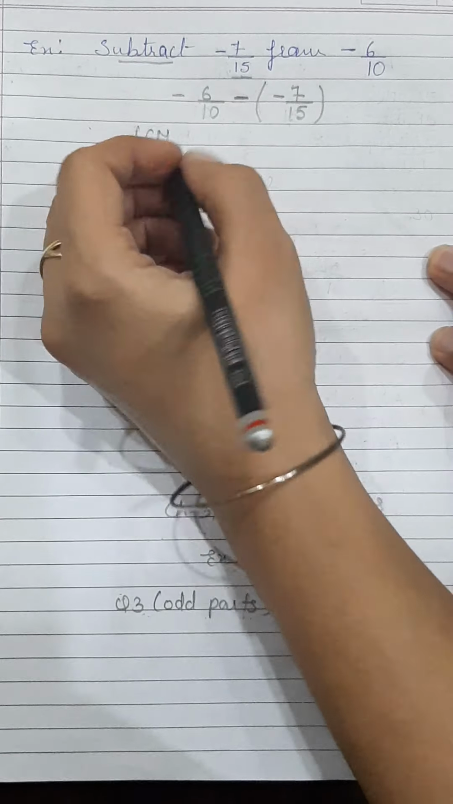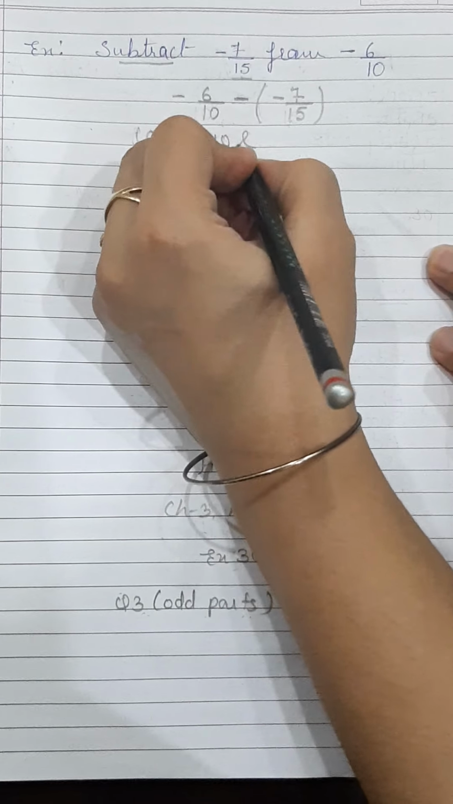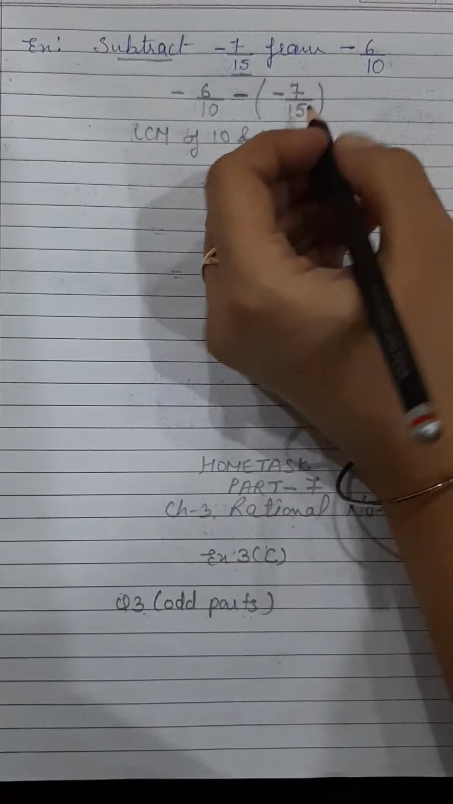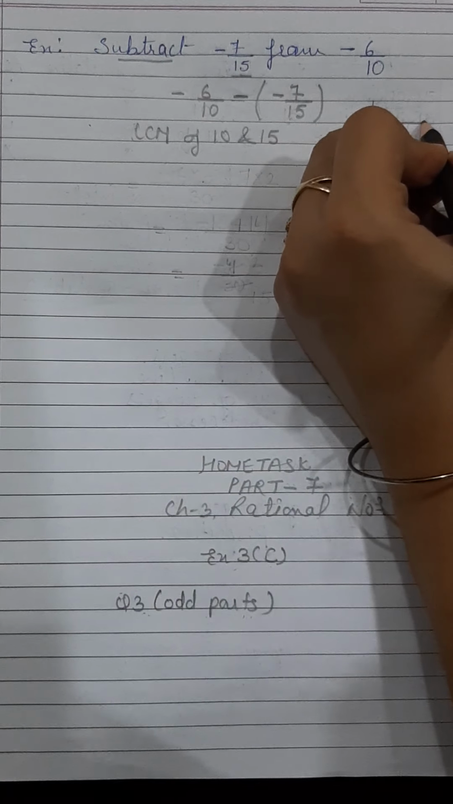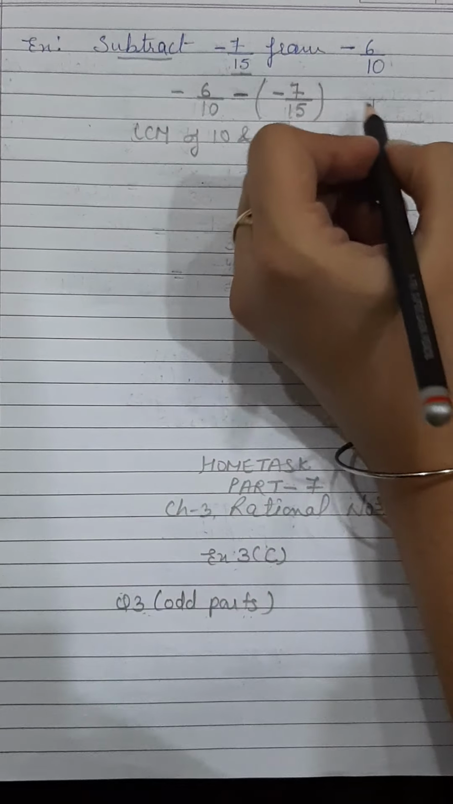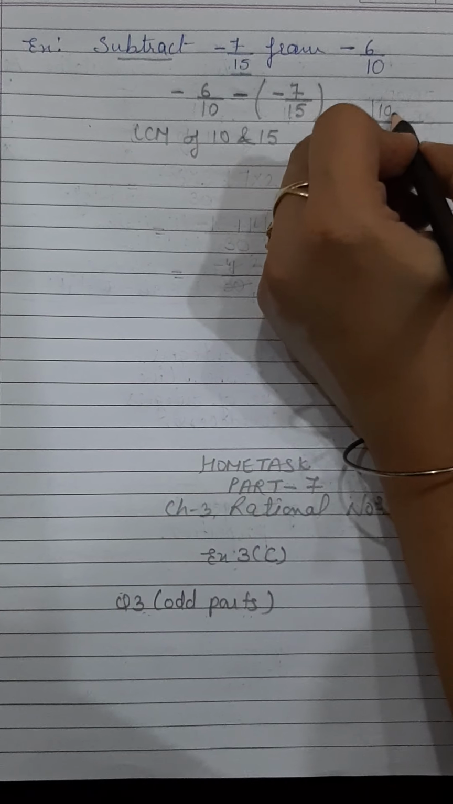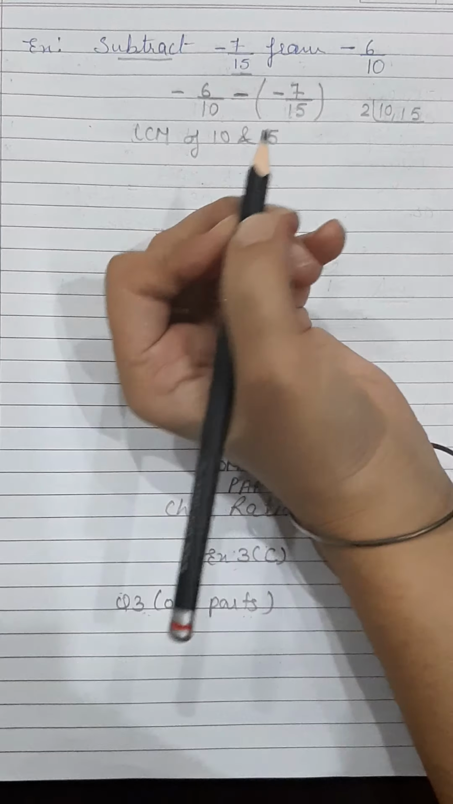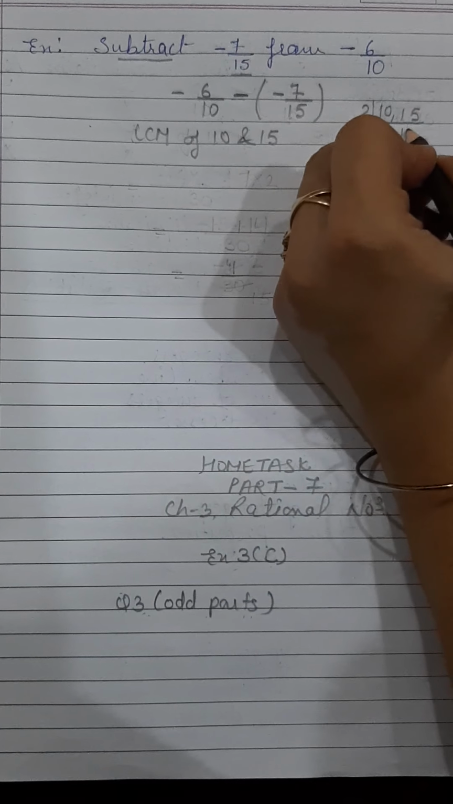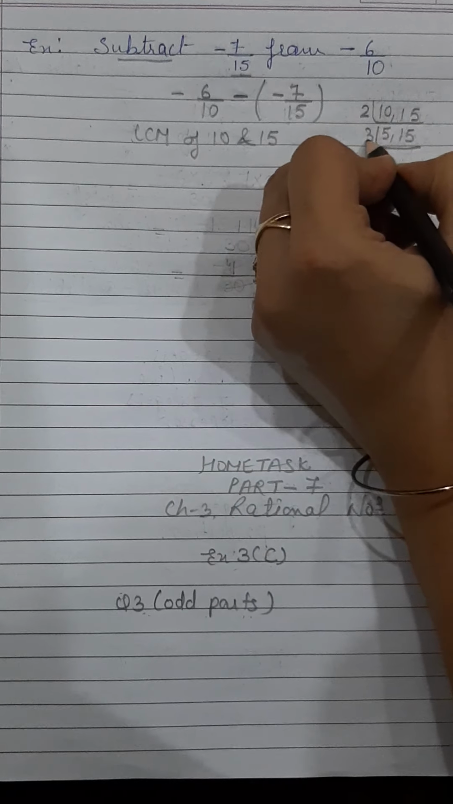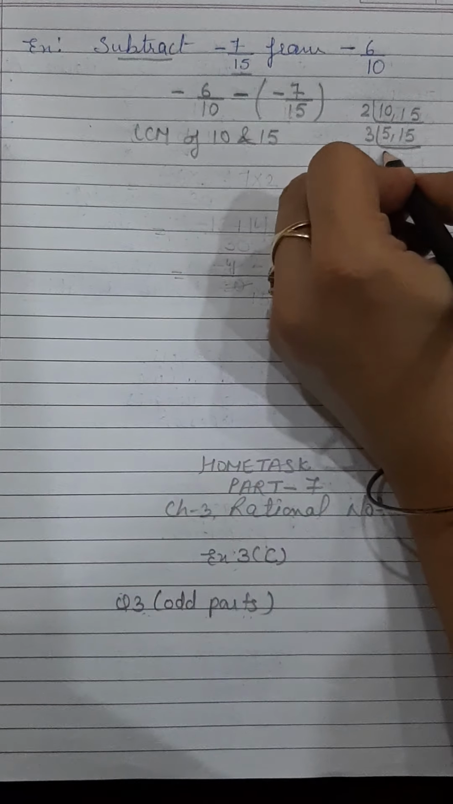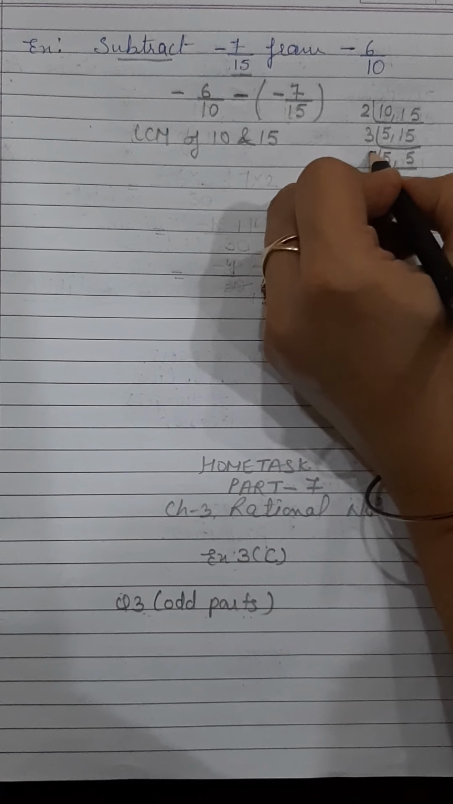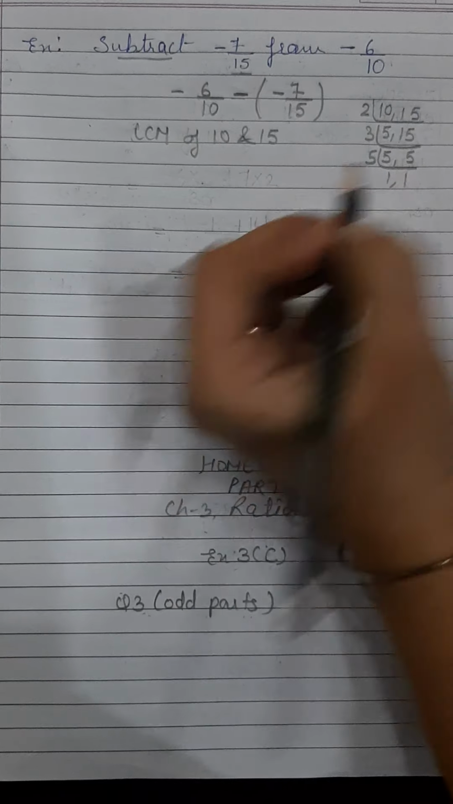Now take LCM because you have to make denominator same. Denominators are different. So LCM of 10 and 15. What will be the LCM? If you have any confusion, then you can make a rough column and then take LCM by LCM method. 10 and 15 LCM is, first you have to divide it by 2. So 2 5s are 10, 15 remains the same. Then you have to divide it by 3. 3 5s are 15, 10 remains the same, and then you have to divide it by 5, right?